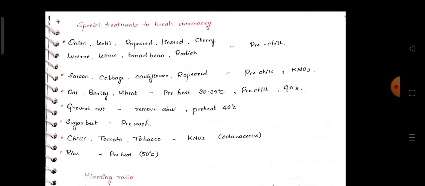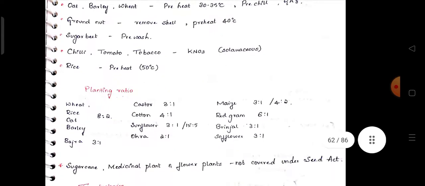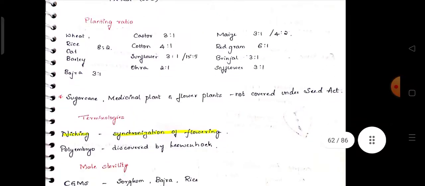KNO3 treatment is given to all the solanaceous crops like chili, tomato, cabbage, tobacco. Then preheat treatment at 50 degrees Celsius is given to rice. Coming to the planting, the general planting ratio for hybrid seed production in wheat, rice, oat, barley, 8 is to 2 is generally practiced.